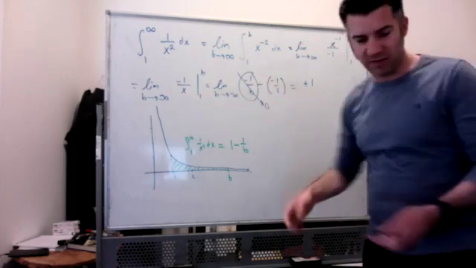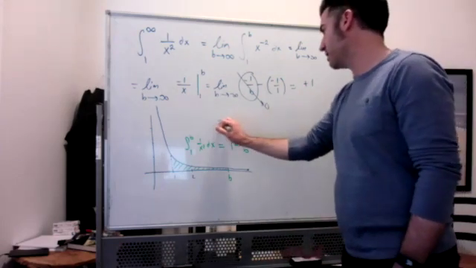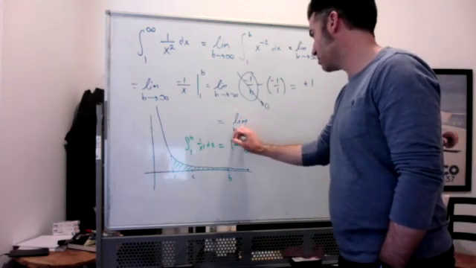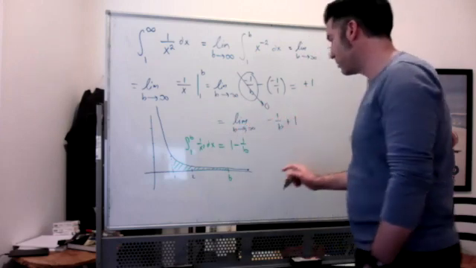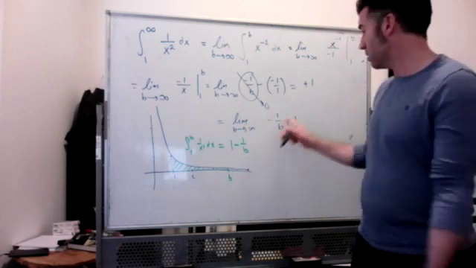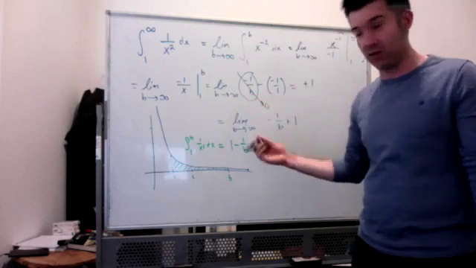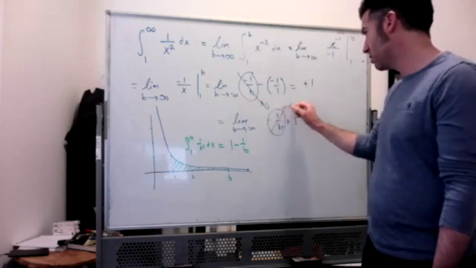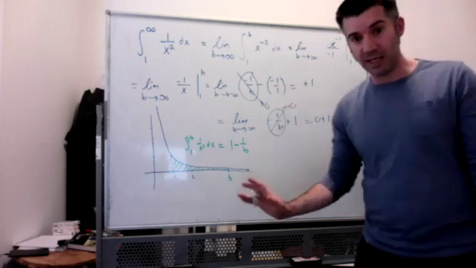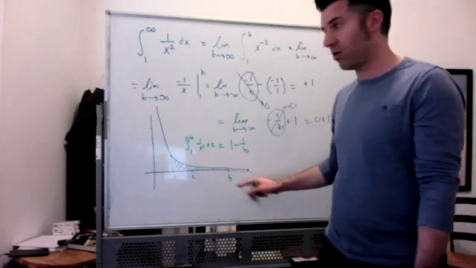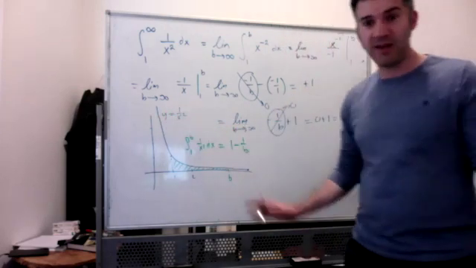So I suppose I could have done one more step if you really want. I could have written this as the limit as b goes to infinity of negative 1 over b plus 1. But then we can all see that negative 1 over b is going to get infinitesimally small as b gets infinitely large. So this goes to 0, and you get 0 plus 1, which is 1. So in this case, the area under this curve, y equal to 1 over x squared, is finite.